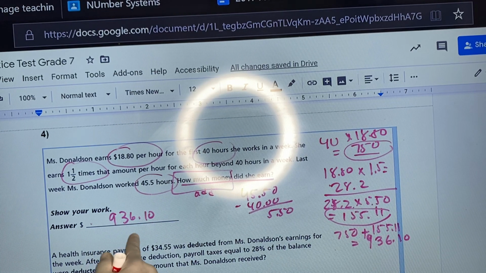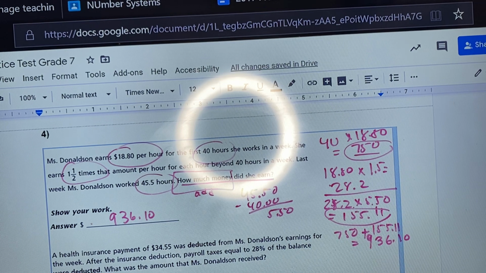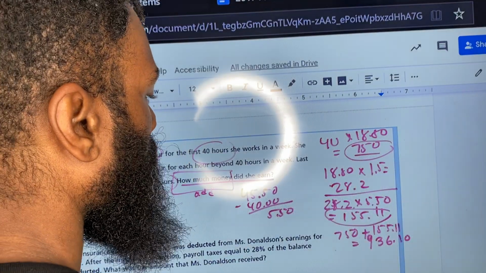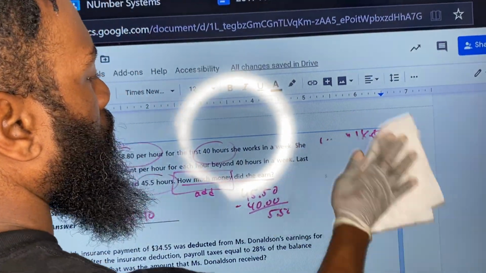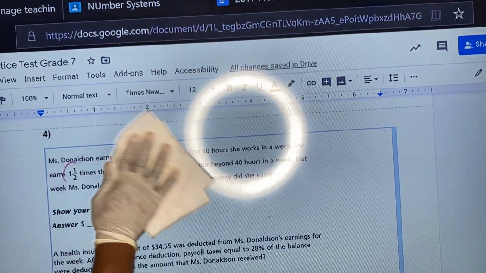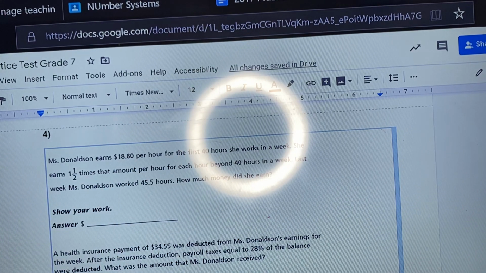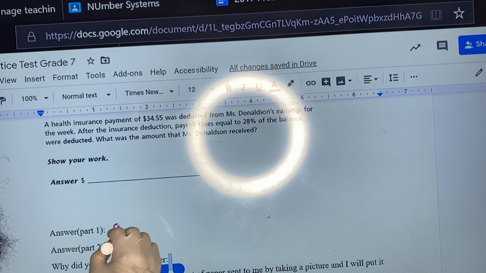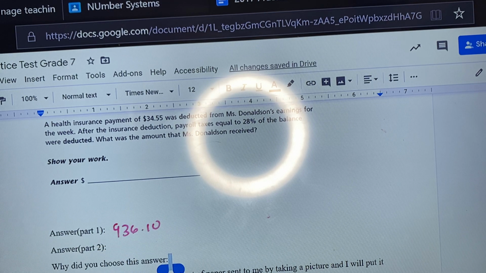Right? That would go there. Hopefully, you can go back to this. $936.10. That will go here. $936.10. All right. You could show me the picture of that. Take a picture of what you did on your paper, or you could explain it here.